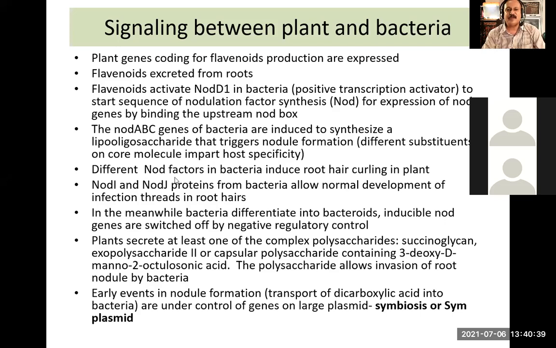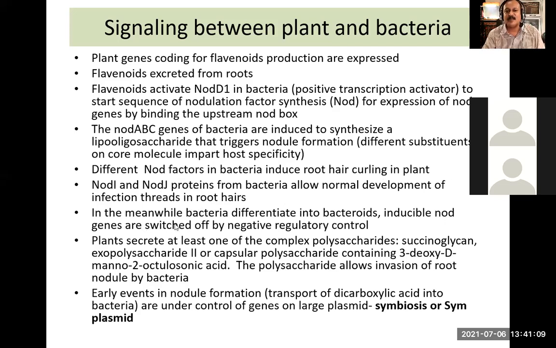Okay, so there are different nod factors now which are going to be made by the bacteria. These bacterial nod factors will induce root hair curling in the plant. For example, NodI and NodJ proteins, these are from the bacteria. And these bacterial proteins will allow the normal development of infection thread in the root cells, root hair. So the formation of infection thread actually is directed by the bacterial cells.